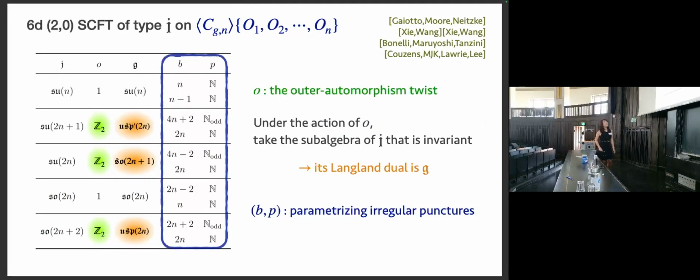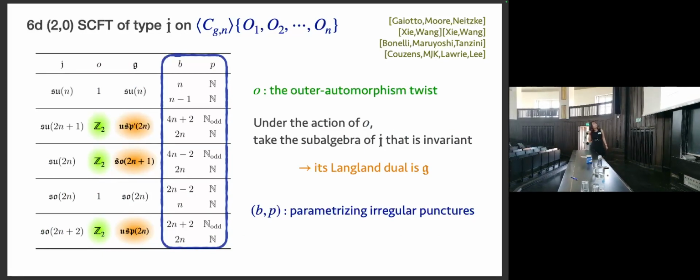So what I mean by that is, the ones that we're going to consider today, because I'm going to consider only classical algebras, so the type A, B, C, D. So this is the J we started with. So this is the outer automorphism. When it's 1, I'm not twisting anything. And this is the ones that we are twisting, so that in turn, we're going to get the Langlands dual of the invariant subalgebra of the J upon the outer automorphism twist.